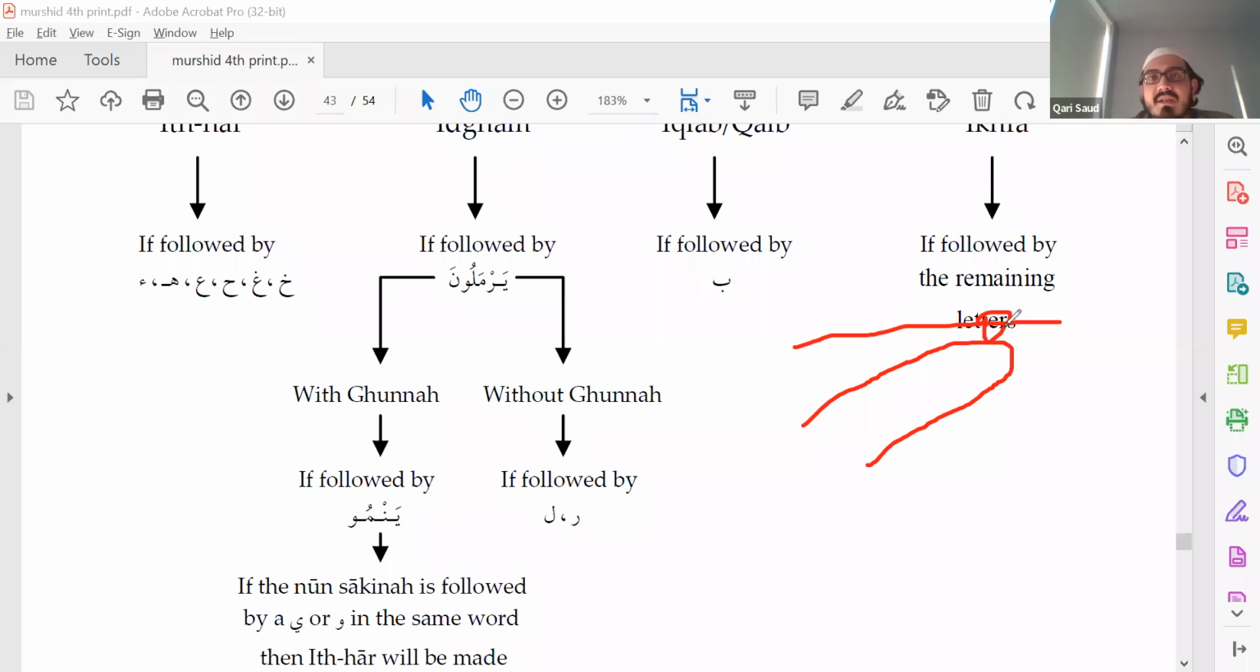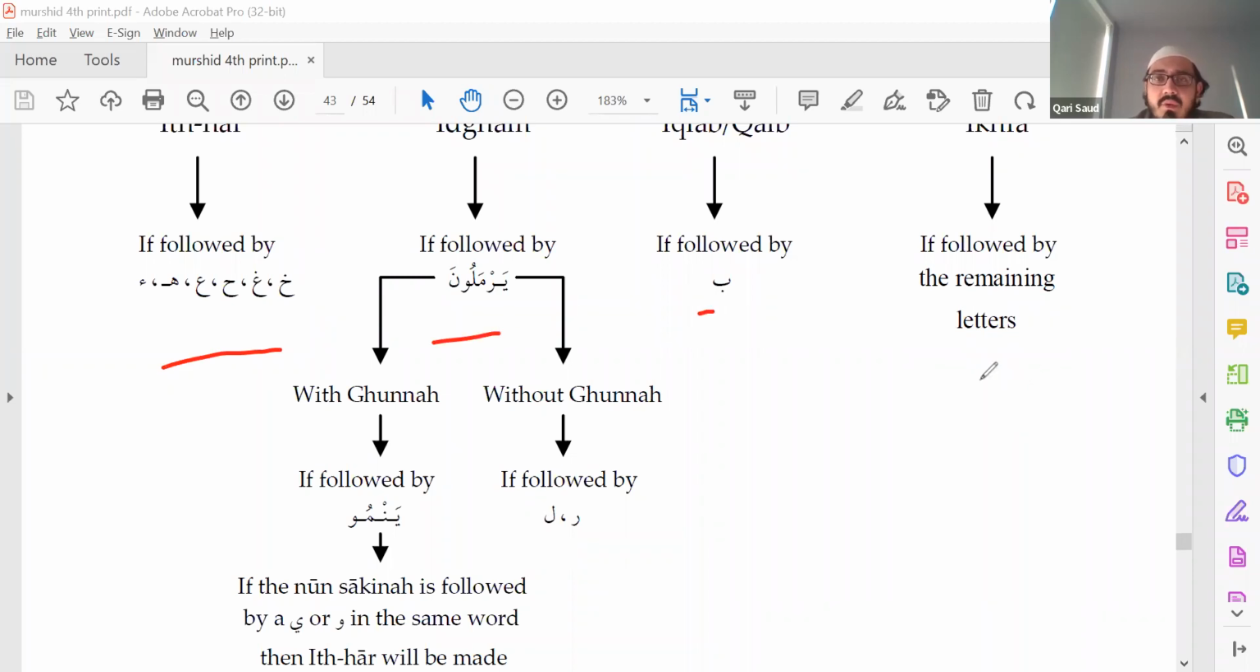Example of that is anfusikum. We don't say anfusikum. There's a fa. How do we know it's ikhfa? Because it's not 6 letters of the throat. It's not yarmalun. It's not ba. Therefore, it's ikhfa. So what do we do here? We bring it close. We don't actually pronounce the makhraj of noon, and then we hold it and prepare our mouth for the next letter, which is the fa. Anfusikum. Min qabli.